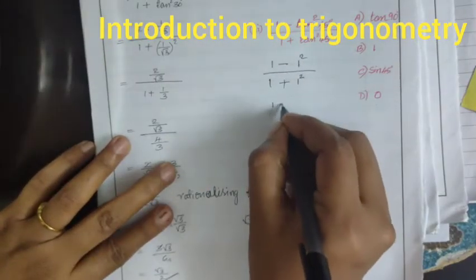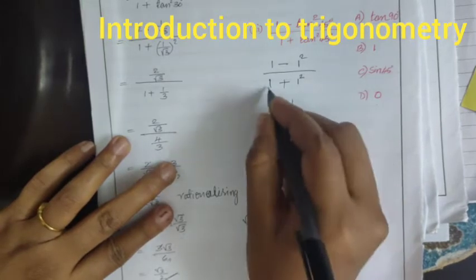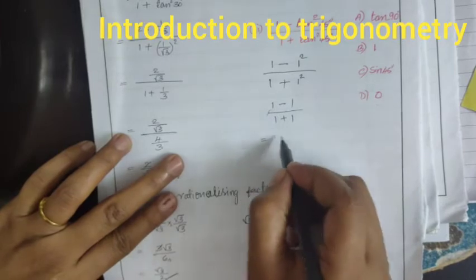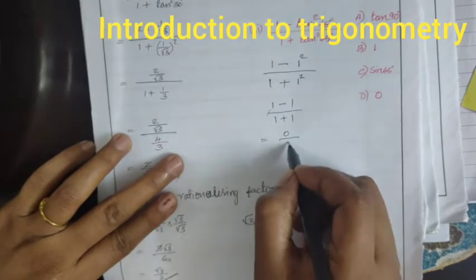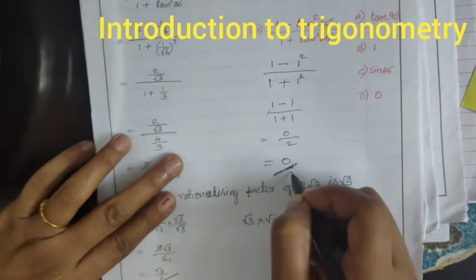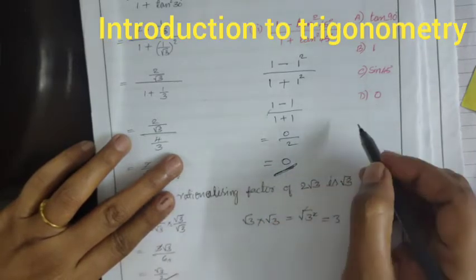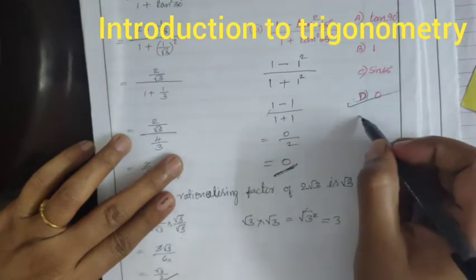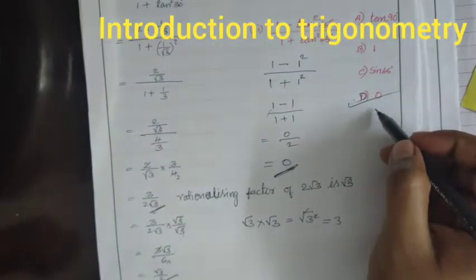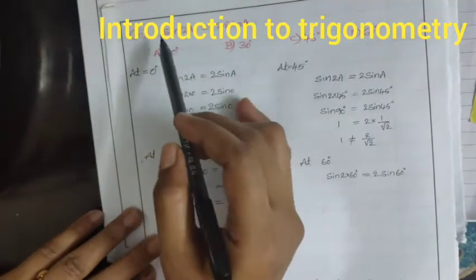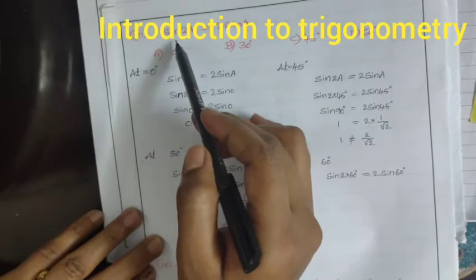So now simplify. 1 minus 1 square is 1 minus 1, and 1 plus 1 square is 1 plus 1. So 1 minus 1 is 0, 1 plus 1 is 2. 0 by 2 is 0. The answer is 0. You can select the fourth option. The 4th option is the correct answer.